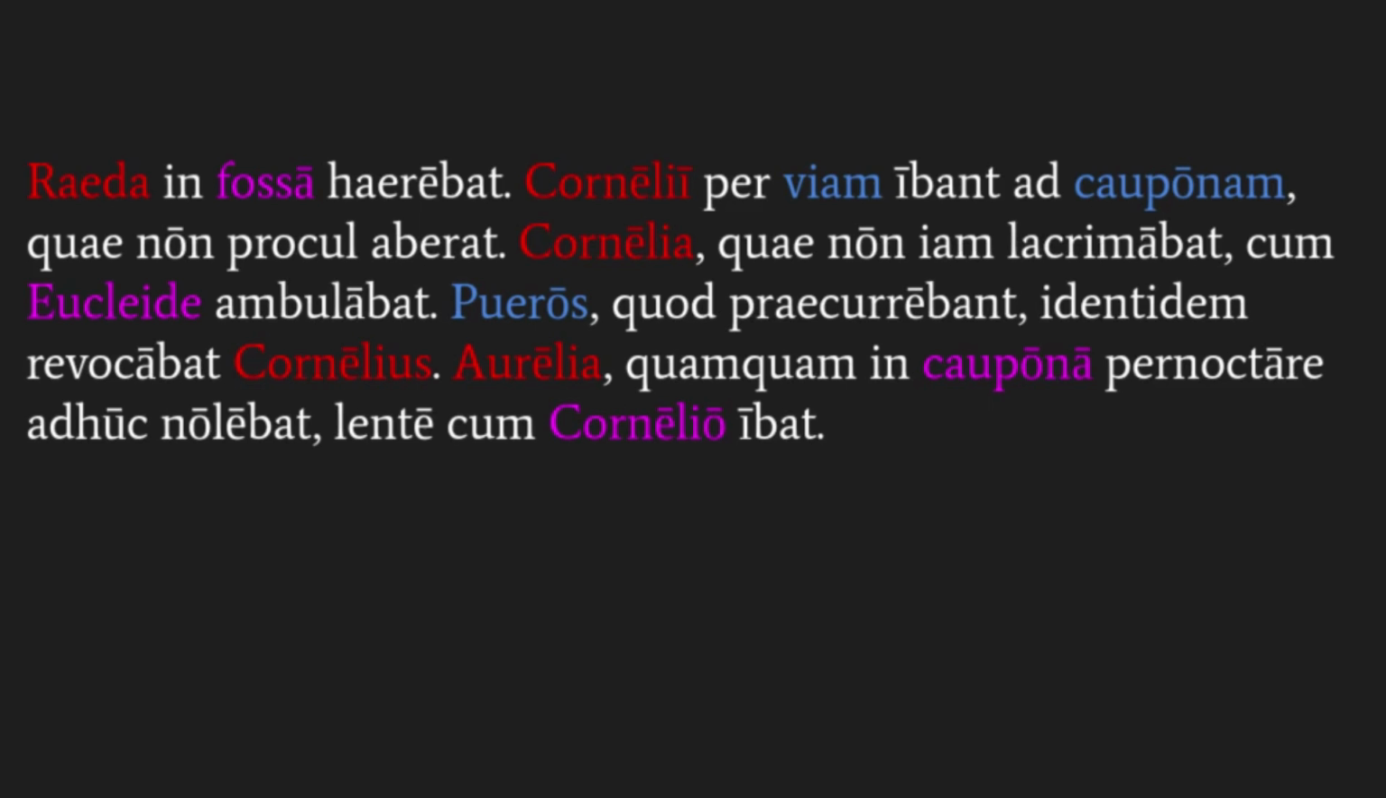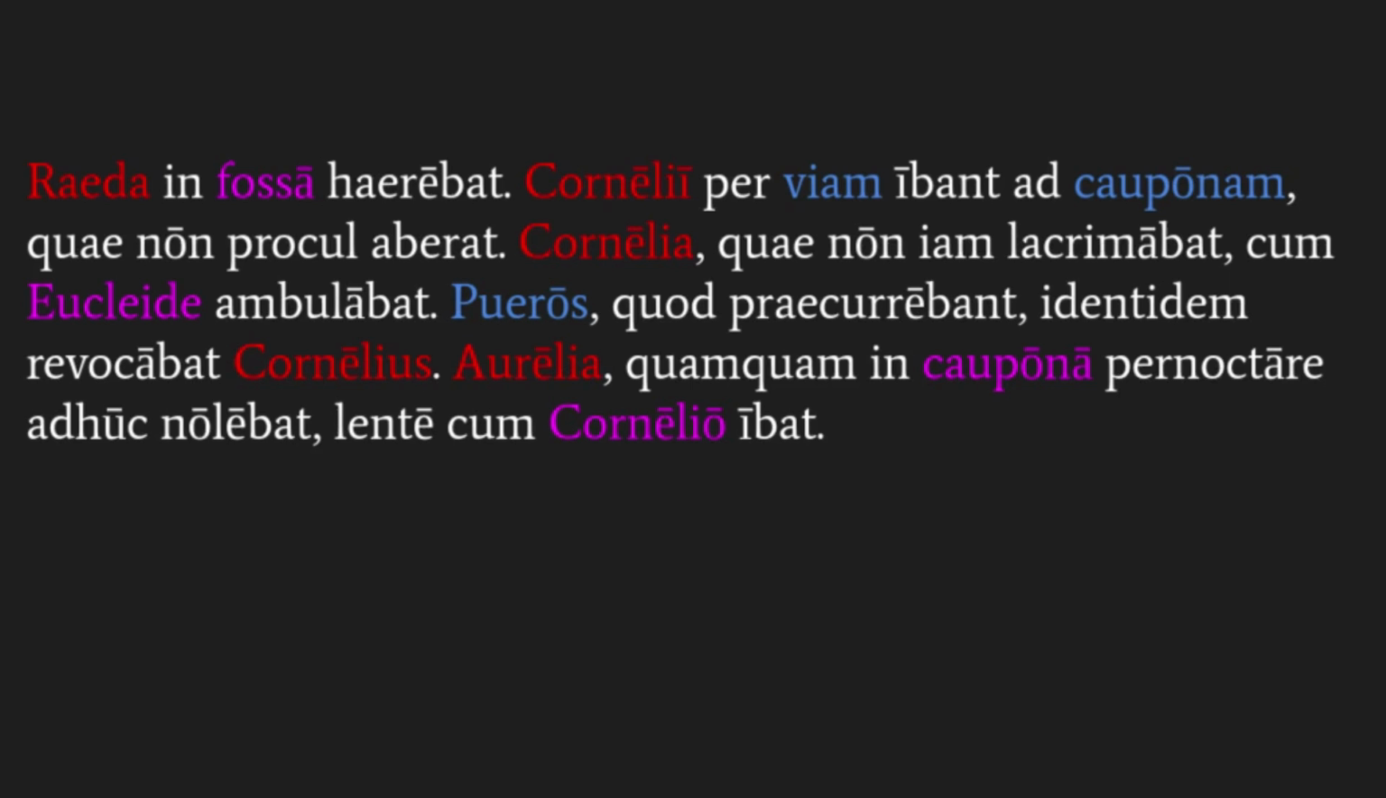So the story starts like this. You have Rheda in fossa haerebat. And again, rheda is your subject, the carriage. Haerebat, imperfect tense, it was stuck in fossa, in the ditch. So the carriage is still stuck in the ditch. It has been for a bunch of chapters, and it continues to be in that ditch.